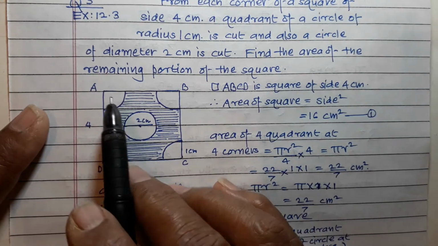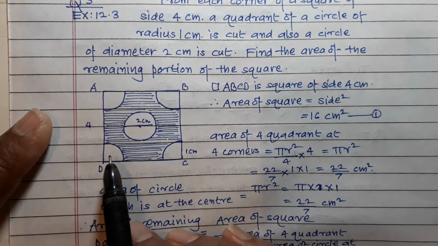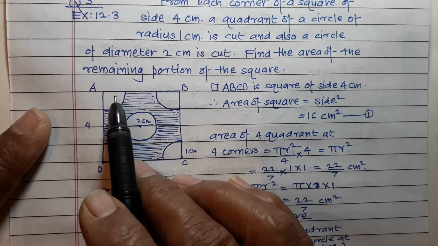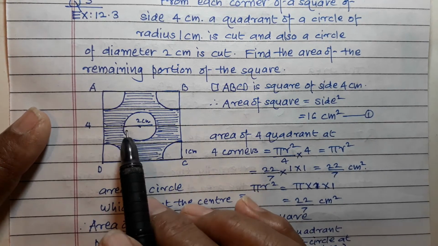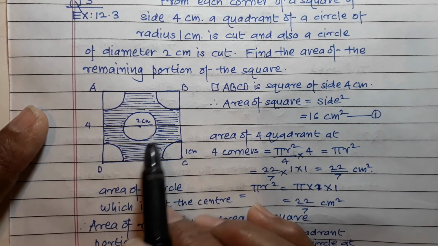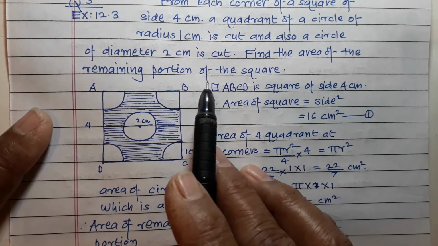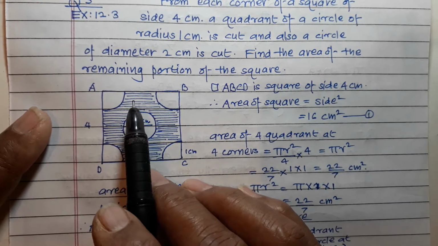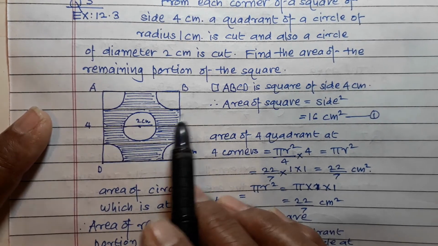Now this is a square ABCD. From each corner, this is a quarter circle, and this is a circle with diameter 2 cm at the center of the square, cut off. Find the remaining area, meaning this shaded portion.